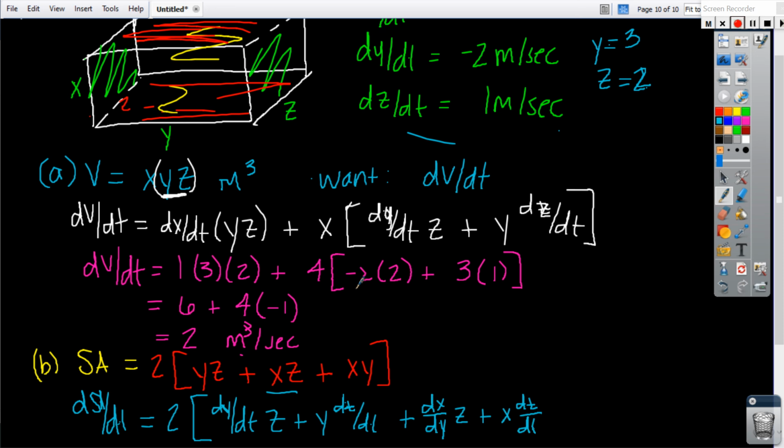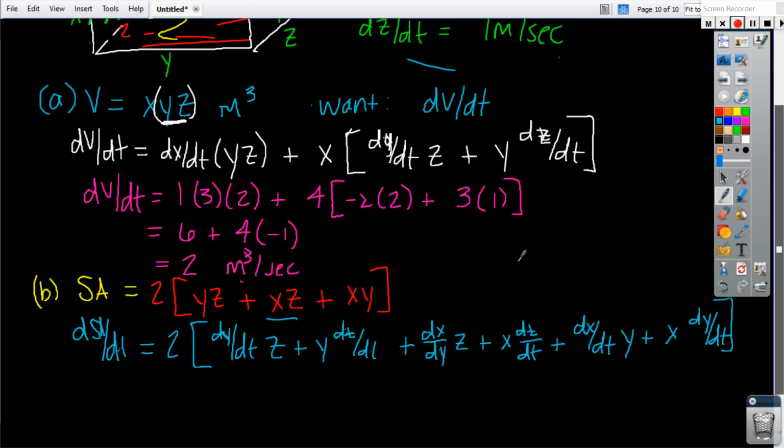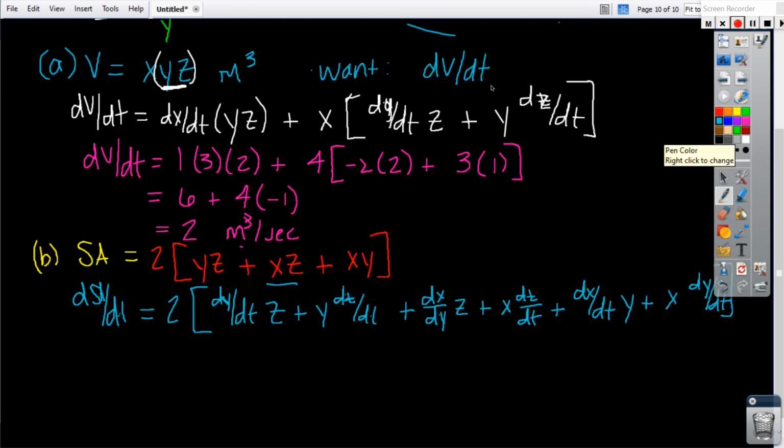And this looks worse than what it is, y'all. I don't want y'all to get all freaked out on me. But this is a plug and chug kind of problem. And then I'm going to do derivative of the first times the second plus the first times derivative of the second. And again, I am just going to plug in everything I know because they asked me for how the surface area was changing in regards to time.